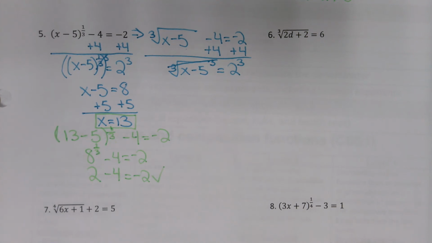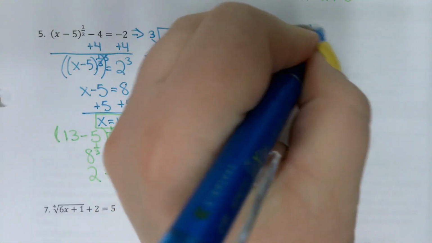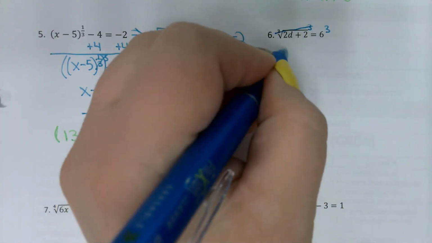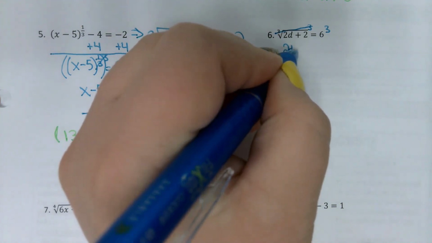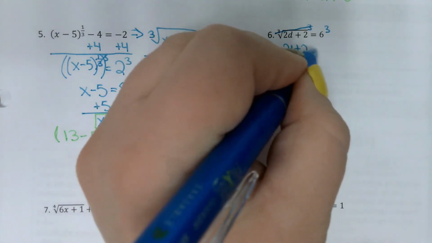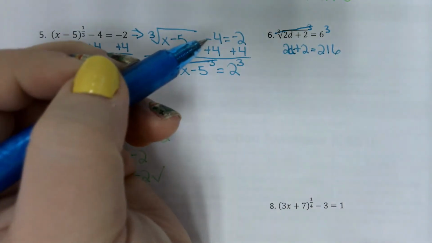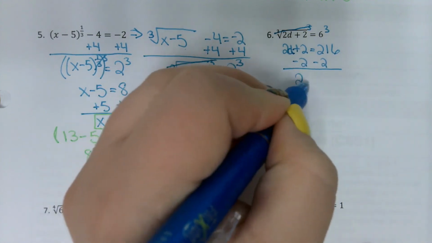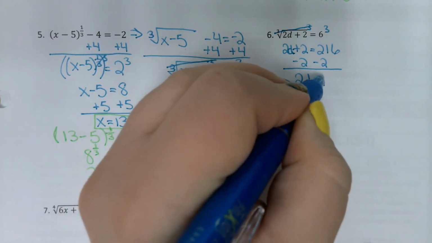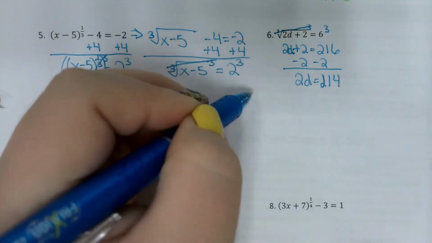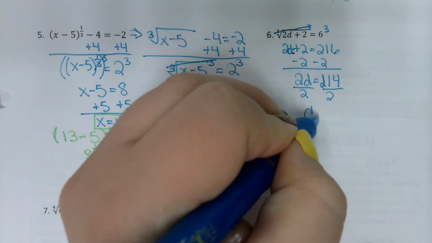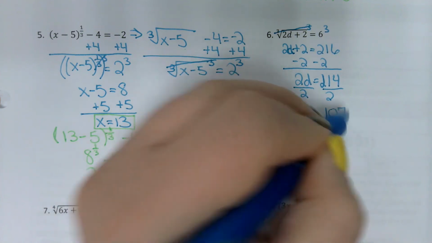Number 6, our radical is already alone. So we're going to raise it to the third power because that's the index. That gets rid of my radical and leaves me with 2d plus 2 equals 216. So we'll subtract 2 from both sides. And we'll have 2d equals 214. Divide by 2 on both sides, and d will equal 107.